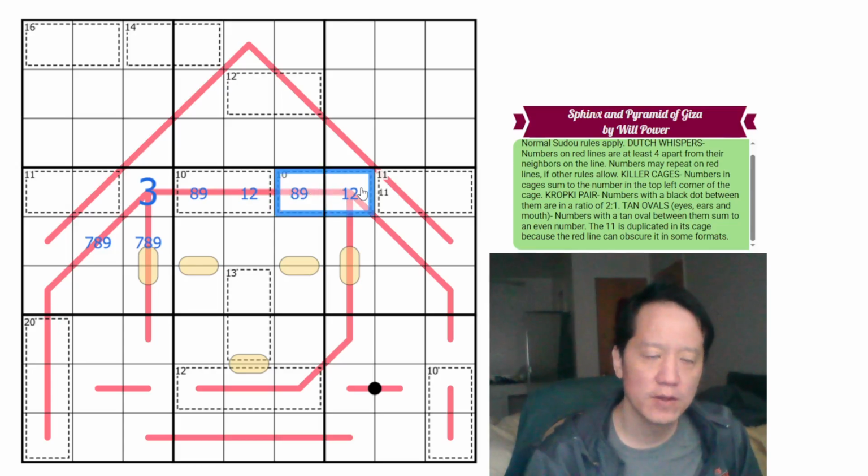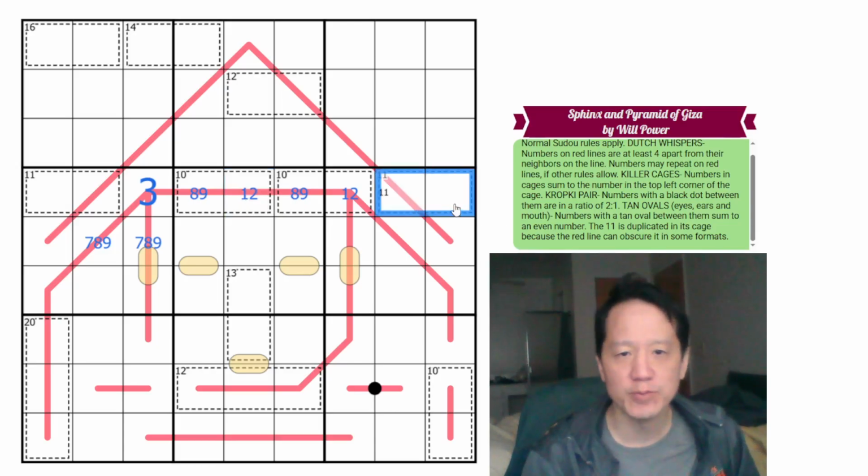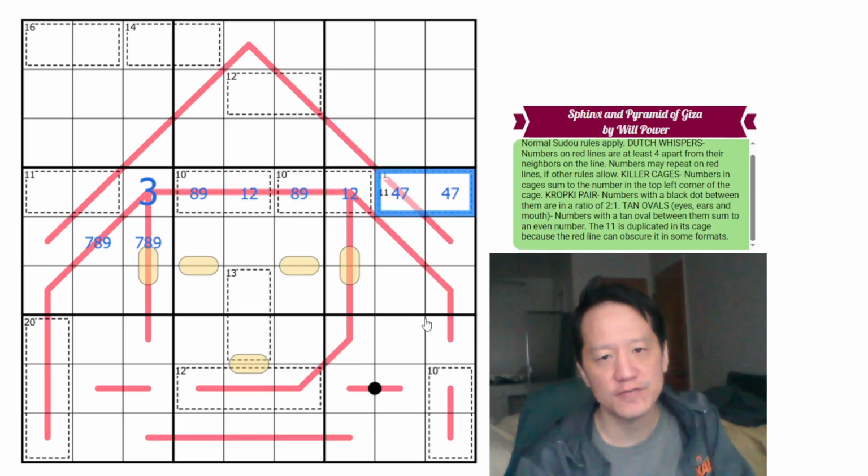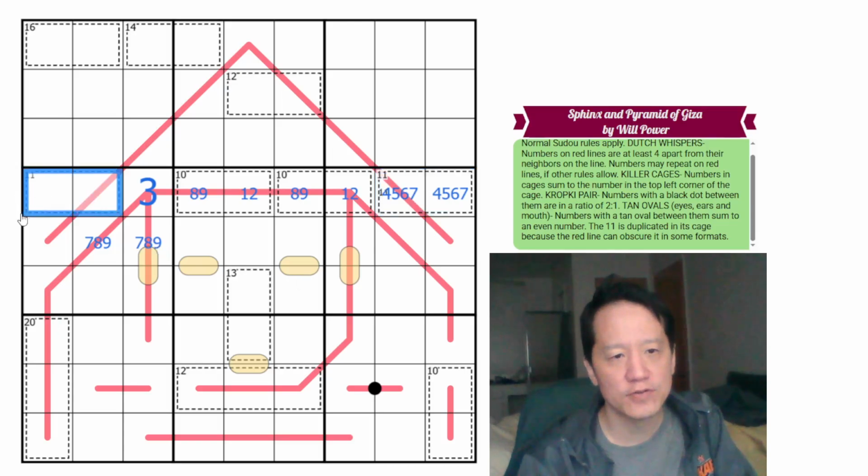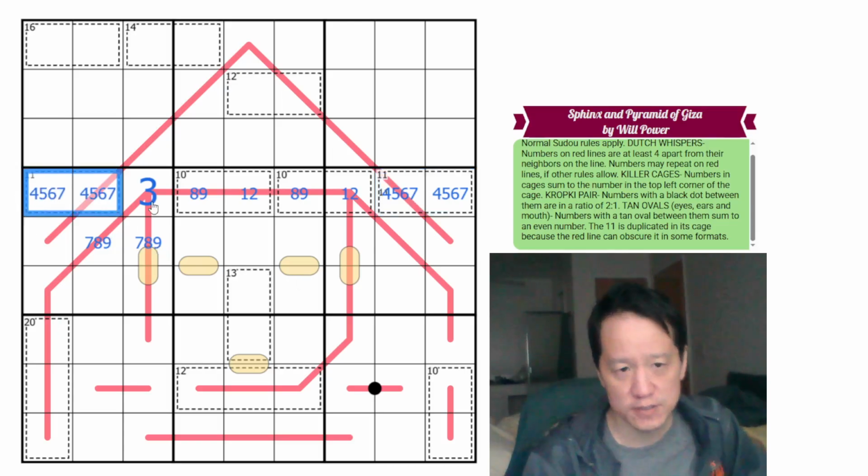whisper line. Now we have a 1, 2 pair in row 4 and an 8, 9 pair in row 4, which eliminates 1, 2, and 8, 9 in the rest of the row. So these have to be 4, 7, and 5, 6 left. And so this is 4, 7, or 5, 6.